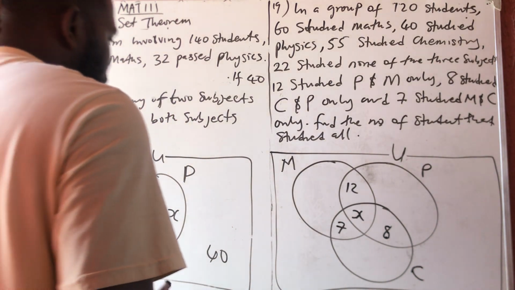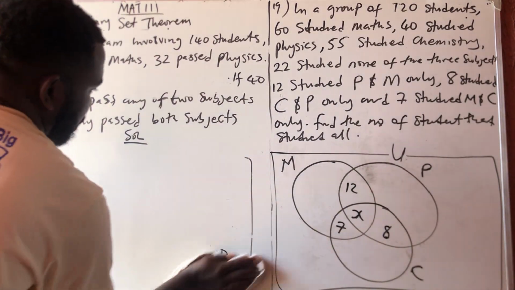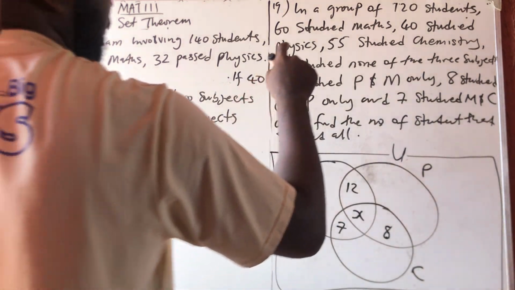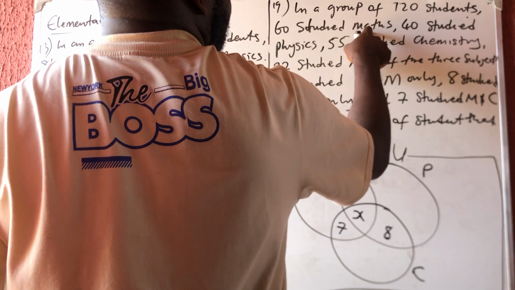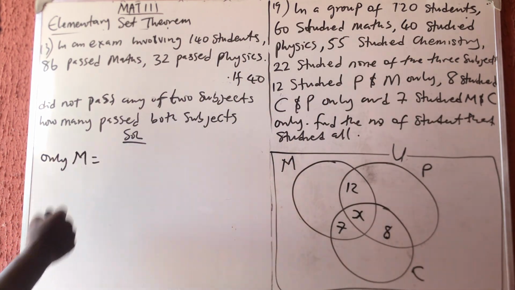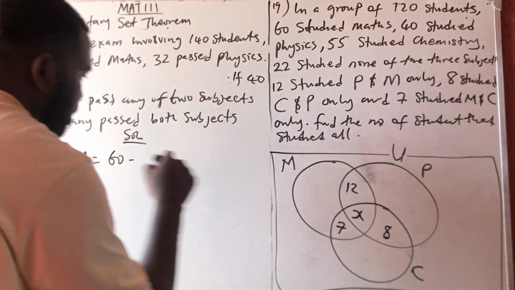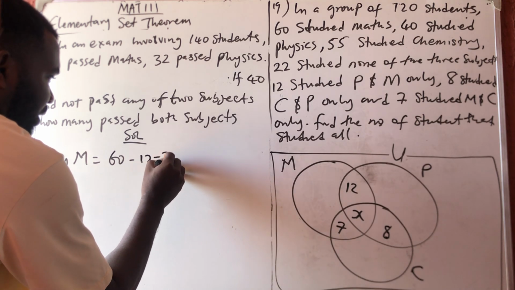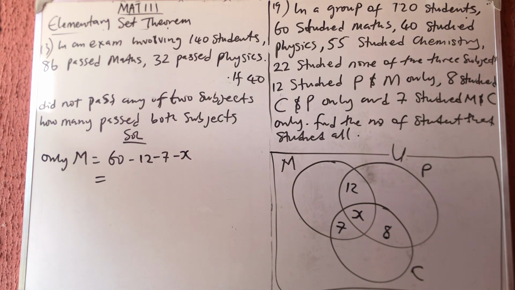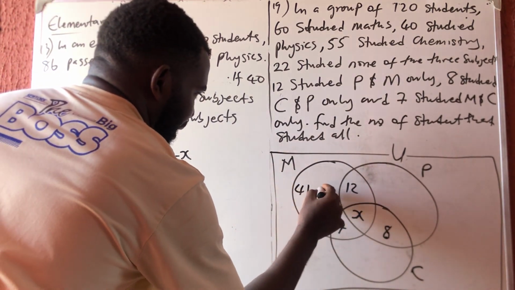Now, let's go to the people that studied only each of them. Okay, that is only maths. They gave me that 60 studied maths. I did not see only. Now if you want to get only maths, you now say 60 minus everybody that entered inside of maths. So I'll say 60 minus 12 minus 7 minus x. So I'm going to have that is 41 minus x. So I'll write it here, 41 minus x.